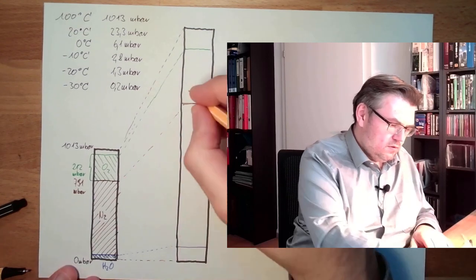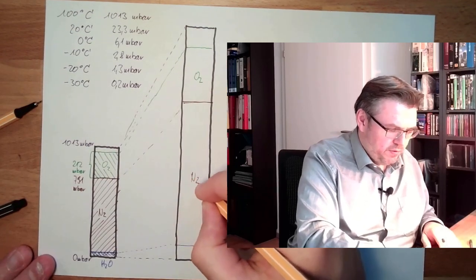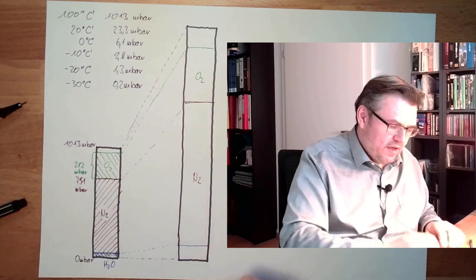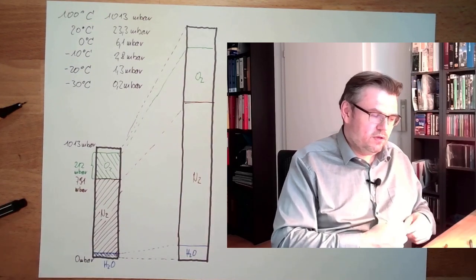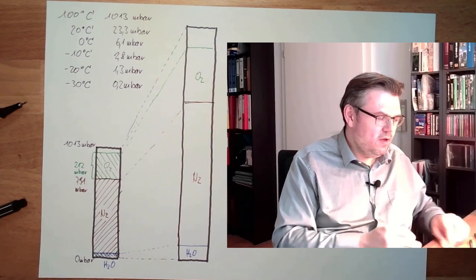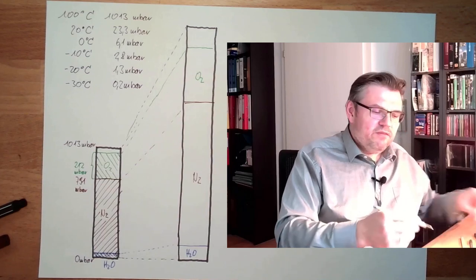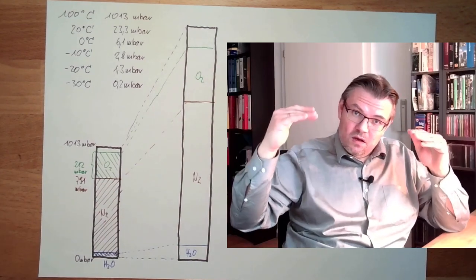Okay? So here we have O2. Here we have N2. The partial pressures of all those parts have been increased. This water is a little bit out of scale, however, it should just show you. So it means after compressing, the air is hot, then it will cool down.